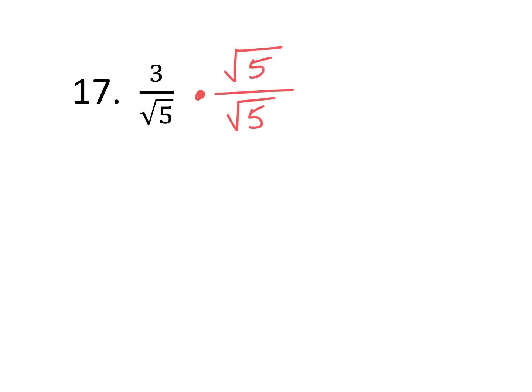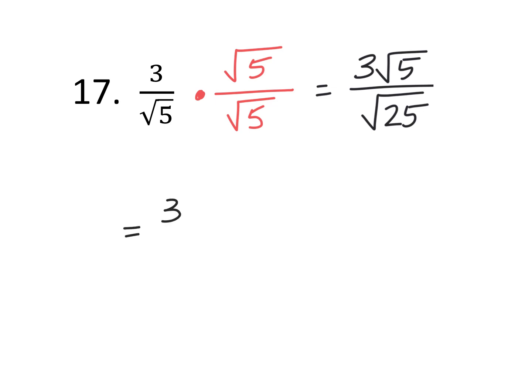When I multiply straight across, I get 3 root 5. 3 is not in a root, and so it has to stay outside. Times the square root of 5 times square root of 5 is square root of 25. And so that would get me, now we'll evaluate or simplify it one more time. You get 3 root 5 over the square root of 25, which is 5.